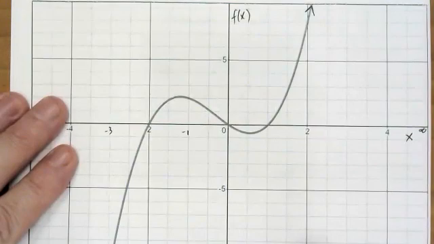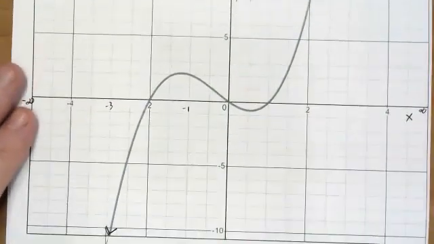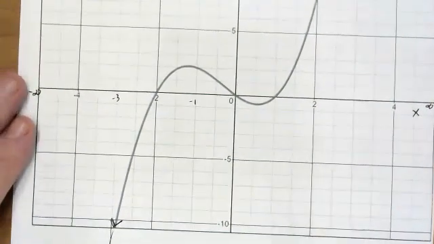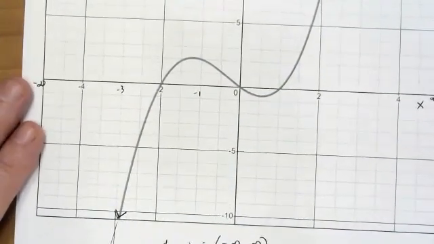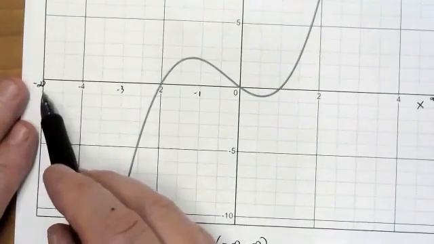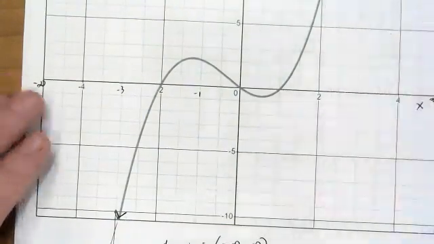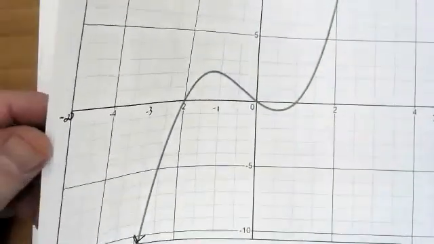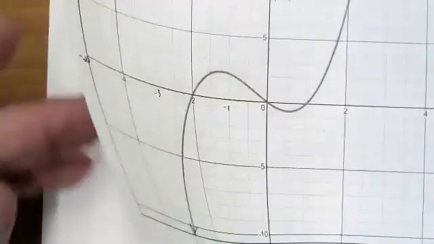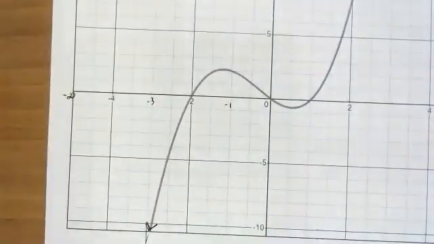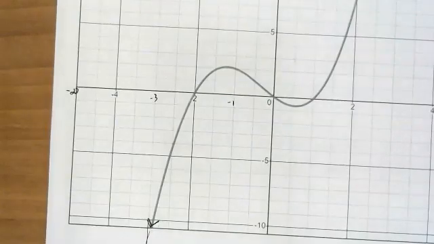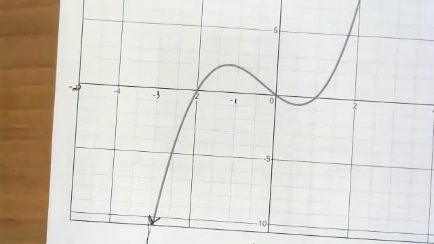So if you think about the domain, all the values of x for this function, it starts at negative infinity and it goes to positive infinity. Let me just give you another quick example, just as a way of comparing, which will help to make sure you understand this principle.